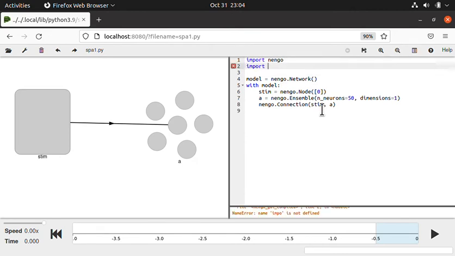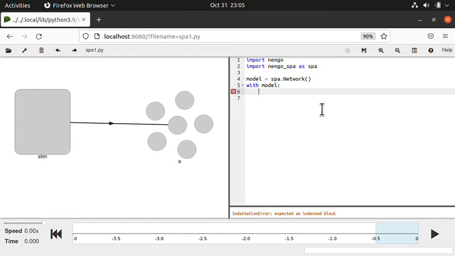We're going to import this new library, Nengo SPA, and I'm just going to call it SPA, so that I don't have to type out Nengo SPA all the time. Then we're going to make this network a little bit more aware of these sorts of things by saying this is a SPA network. The SPA network is a subclass of the normal Nengo network, so all the things that you expect from a Nengo network you can do from the SPA network. But we've now got a couple new capabilities.